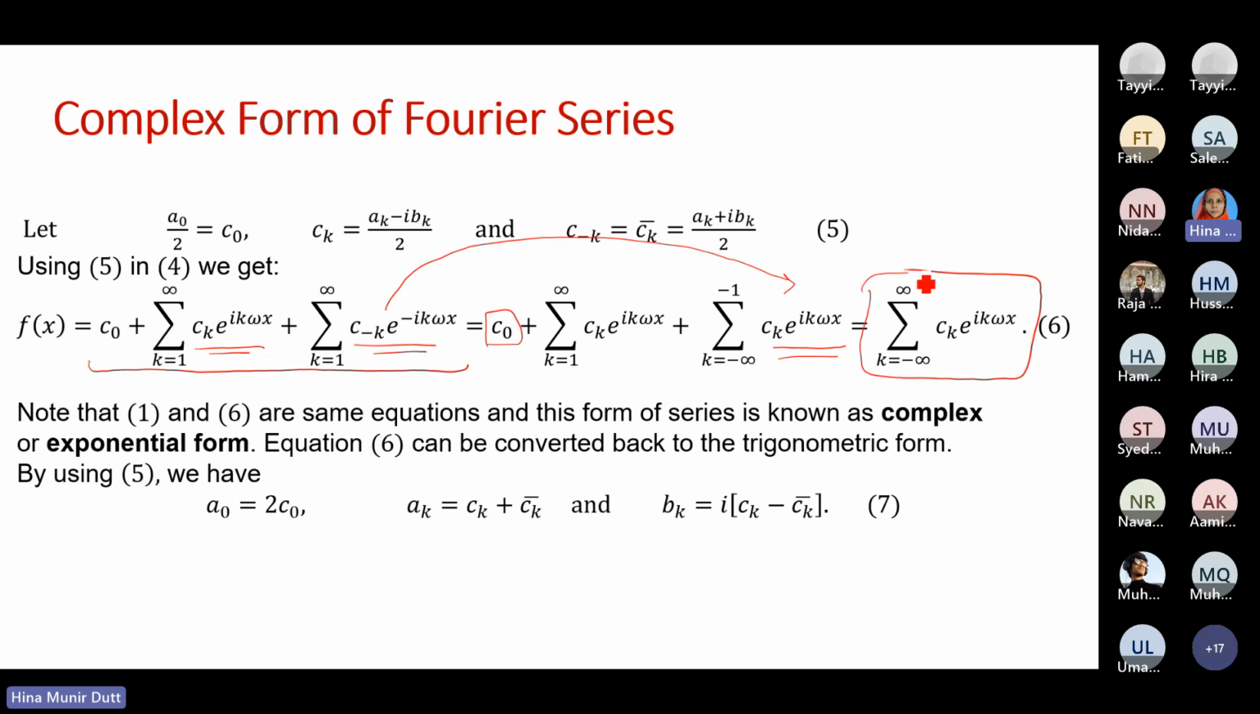So this is my complex Fourier series, or exponential Fourier series, or complex form of the Fourier series, or exponential form of the Fourier series. It is called exponential form because it contains the exponential function.